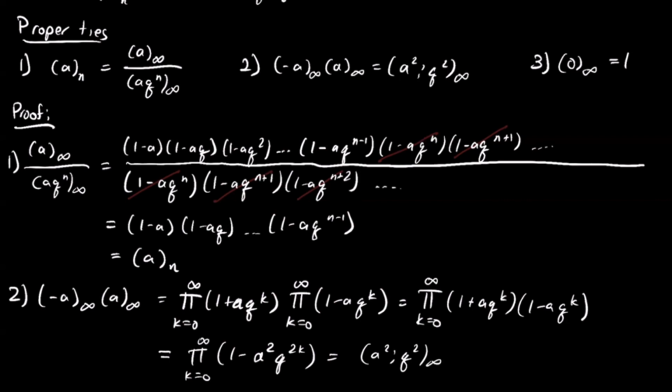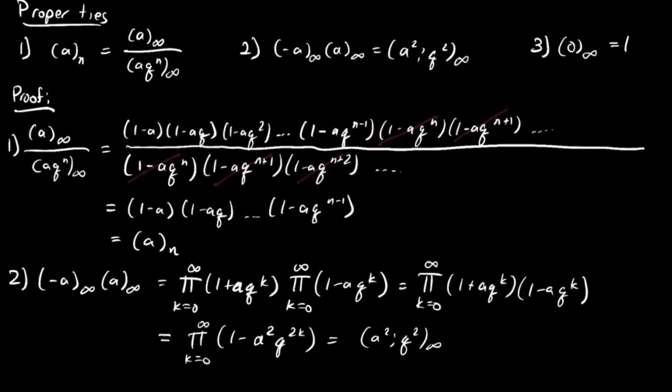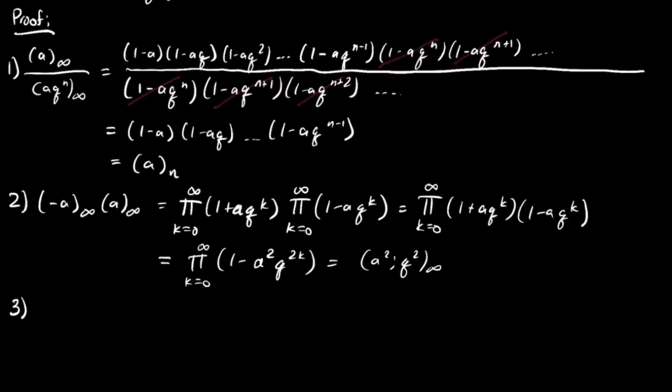Okay, so that's property 2. And property 3 is actually probably the easiest of the three. So let's prove property 3, namely that (0;q) sub infinity is equal to 1. So let's write this out. So property 3, I have (0;q) sub infinity.